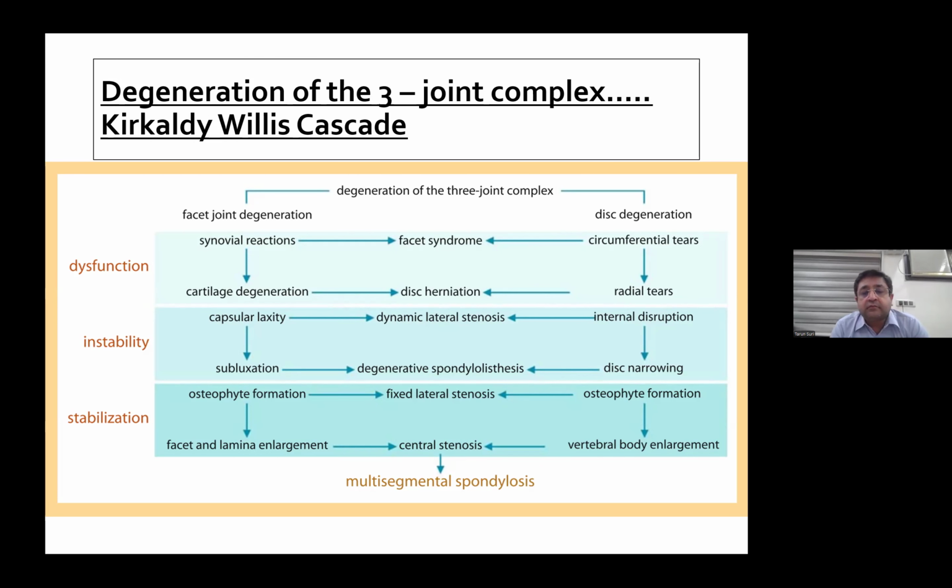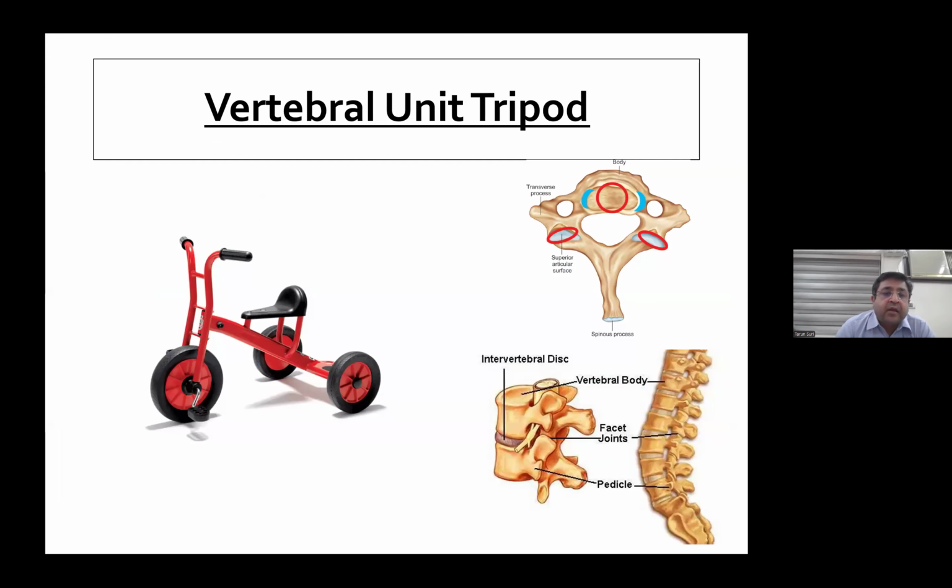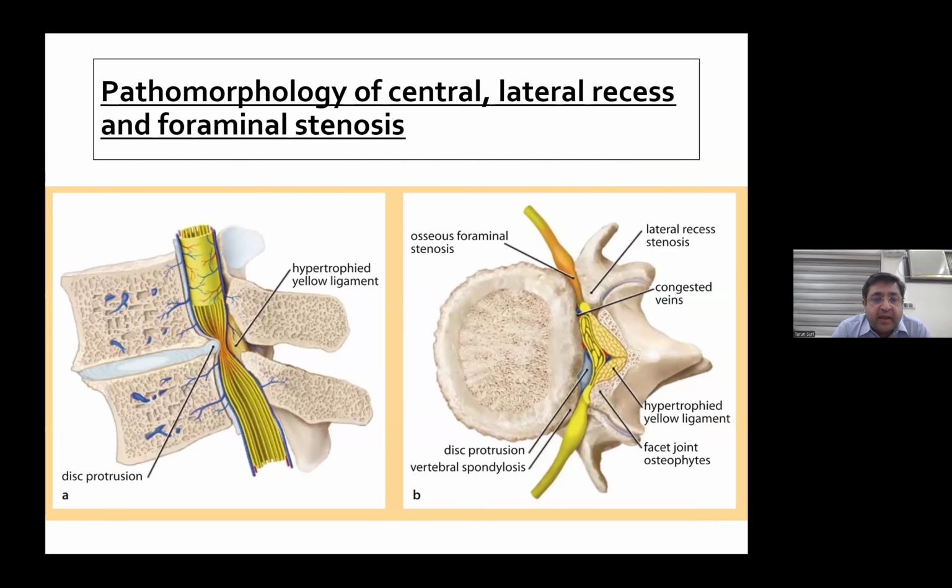So this point we've already discussed. So this is how the pathomorphology looks. The central canal stenosis is dominantly caused by the prolapse of the intervertebral disc from the front and hypertrophy and calcification of the ligamentum flavum from behind. On the other hand, the foramen is encroached by the foraminal or far lateral discs, the hypertrophic superior articular process, and the lateral part of the ligamentum flavum.